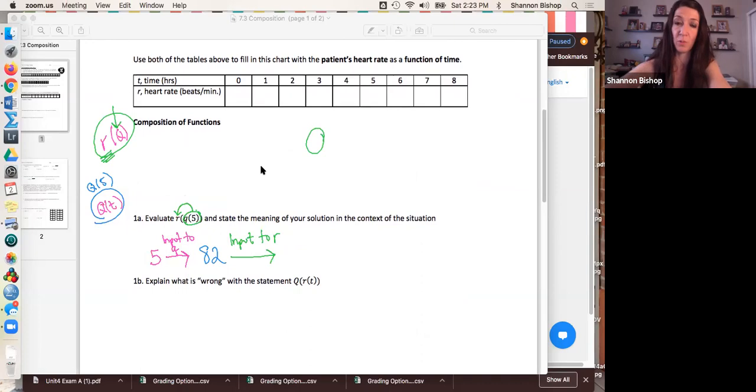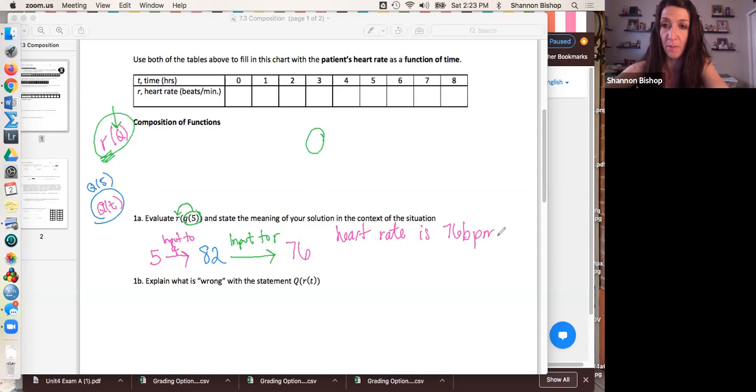Which of course, what does that end up meaning? So, there we go, 76. And what does that mean? It means that our heart rate is 76 beats per minute. So the heart rate is 76 beats per minute after 5 hours of taking the drug.